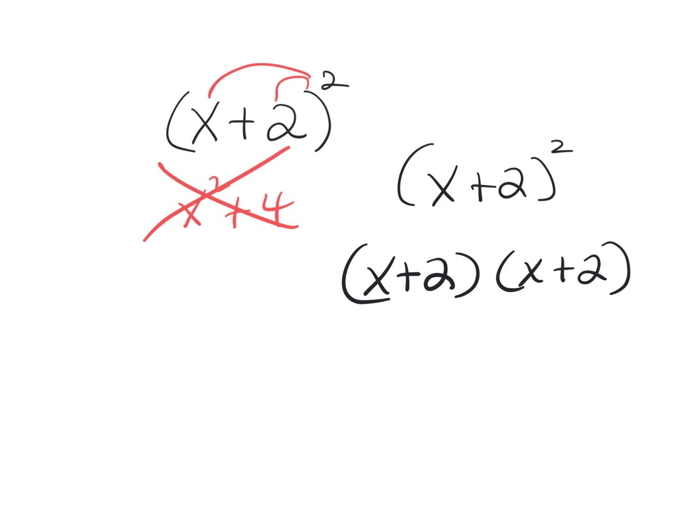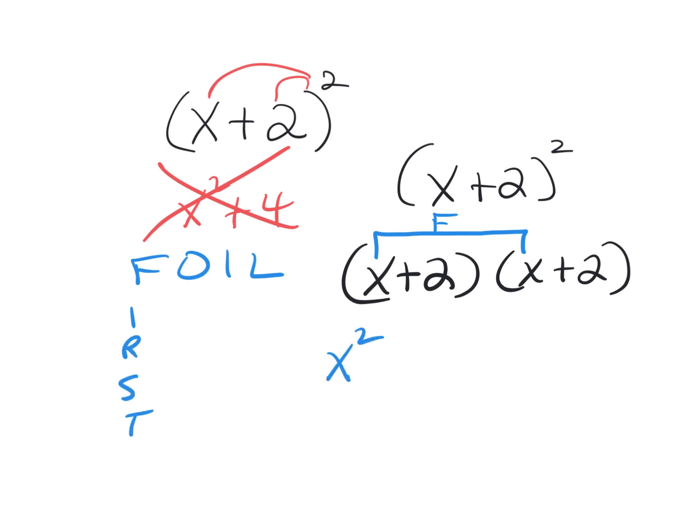You can either just use the distributive property, or your Algebra 1 teacher might have taught you an acronym called FOIL. If you use FOIL, you do the first term in each of the binomials. The F in FOIL stands for first. So x times x is x squared. You can also think of distributing the x to the x, and now you also have to distribute the x to the 2.